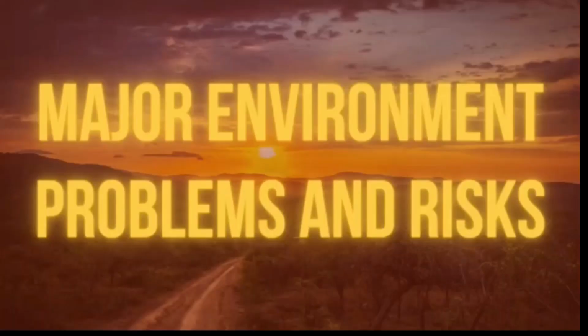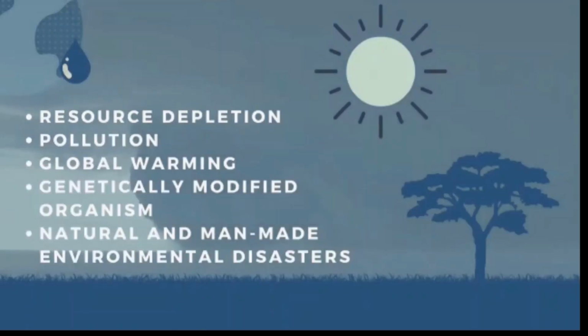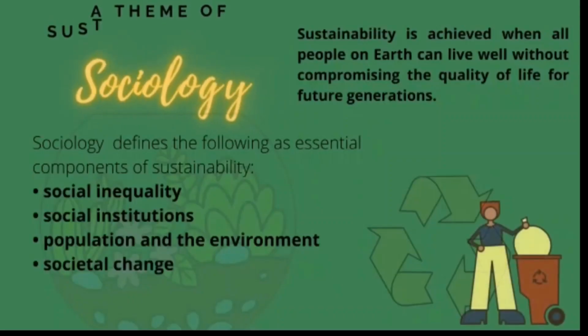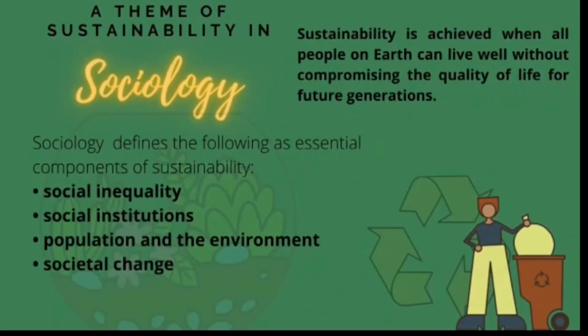Major environmental problems and risks: resource depletion, pollution, global warming, genetically modified organisms, natural and man-made environmental disasters. Sustainability is achieved when all people on Earth can live well without compromising the quality of life for future generations. Sociology has defined the following as essential components of sustainability: social inequality, social institutions, population and the environment, and societal change.